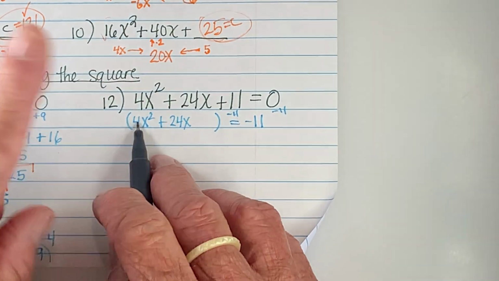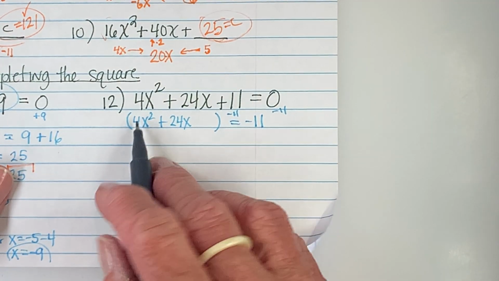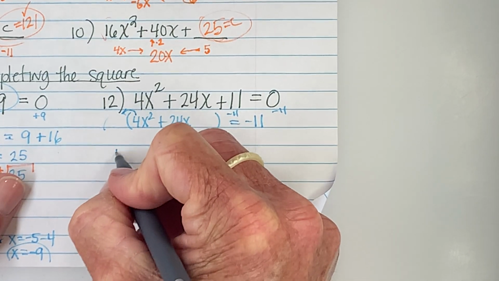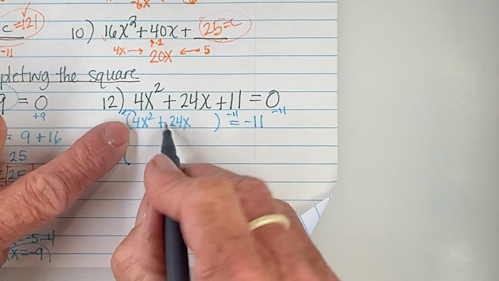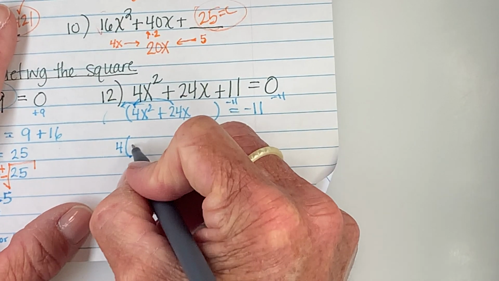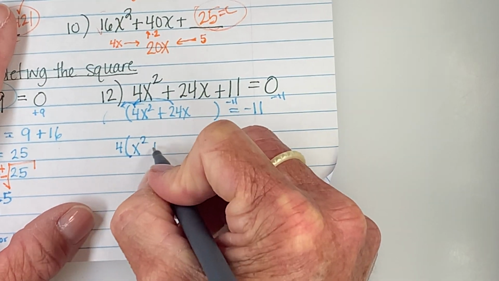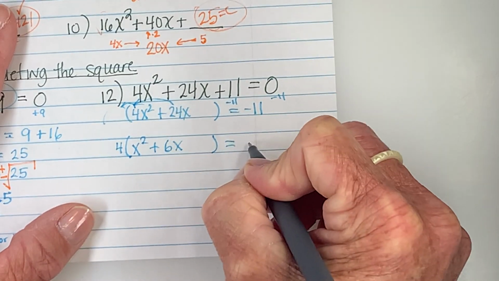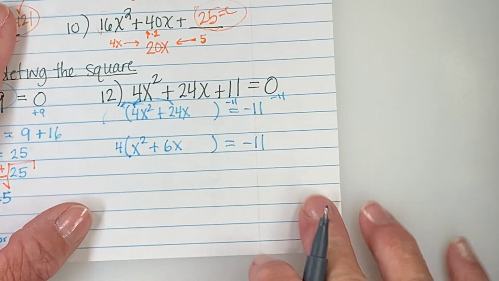But I need this to be a 1, not a 4. So what I'm going to do is factor it out. We're going to pull the 4 out and write it out front, but I'm dividing it out of everything, okay? I'm doing the distributive property backward. So that leaves me with an x squared plus, if I divide that by 4, I have 6x, and that's equal to a negative 11, okay?